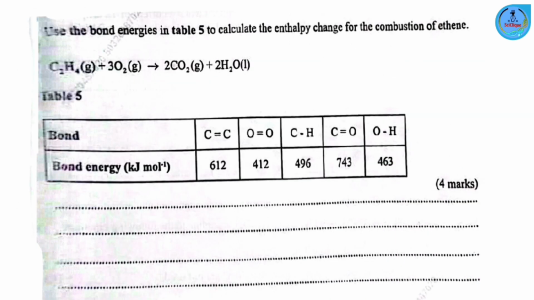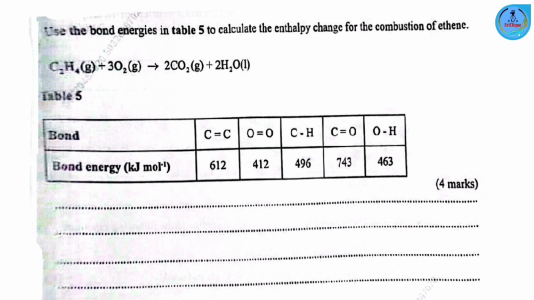Question number 14. Use the bond energies in table 5 to calculate the enthalpy change for the combustion of ethene. So we have ethene reacting with oxygen to form carbon 4 oxide and water. In the table that follows, we are given different bonds and their bond energies. The bond energy simply means the amount of energy that is required to break apart these particular bonds. For example, we have a double covalent bond between 2 carbon atoms. If you want to break apart this bond, you are going to need an input of 612 kilojoules of energy.